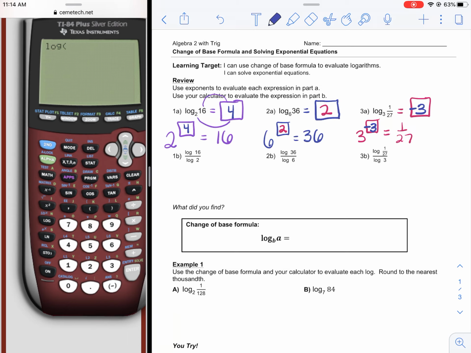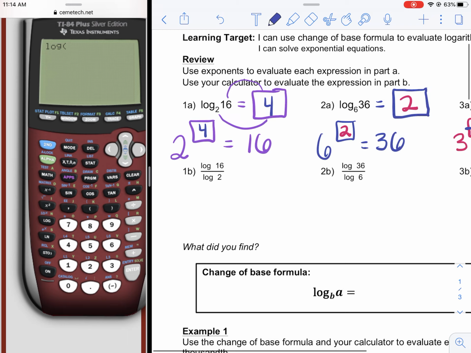We're not going to talk about natural logs for the purpose of this course and the e-learning. We're just going to focus on common logs. So the only button that we have here on the calculator to help us with logs is the common log, assuming the base is 10. So we're going to take log base 2 of 16. That was our question for part A.